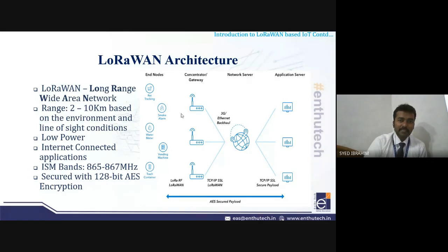So this is our application. I hope you can see this end node. Can you all see this end node? Am I audible to you all? Can you see this end node?